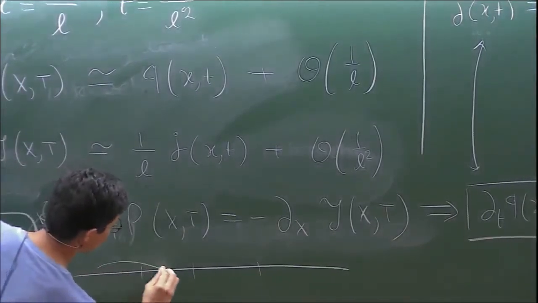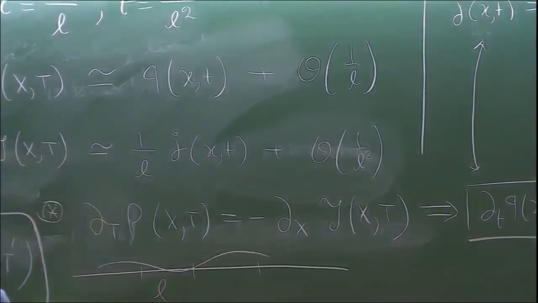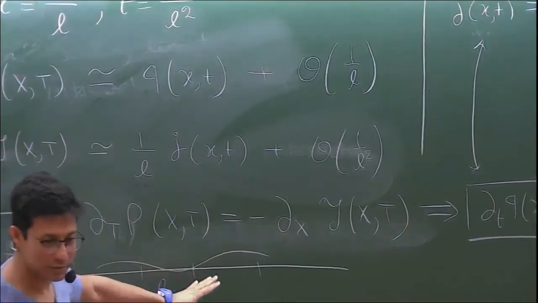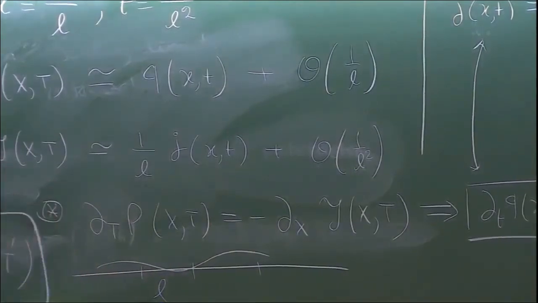Okay, so I'm looking at things which are varying very smoothly. Even in an infinite system size, I could look at fluctuations beyond a certain coarse-grained scale. And small l doesn't have to be infinity.